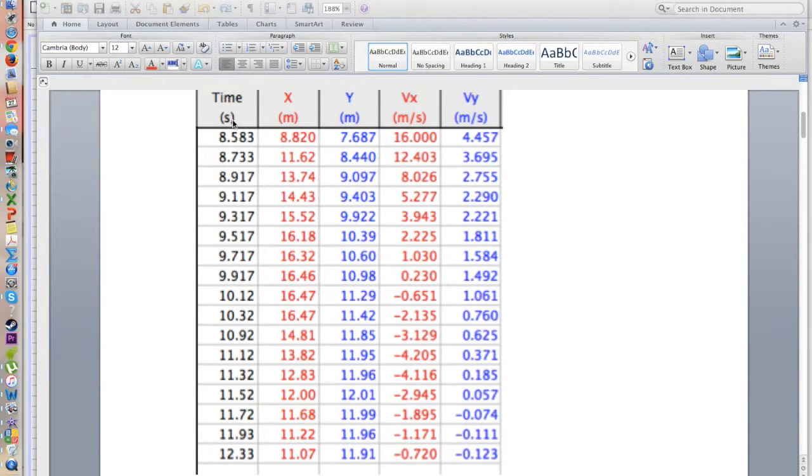Now from those points, we have this data table. And in this data table, there's a column for time, the x in meters, the y in meters, the velocity of the x in meters per second, and the velocity of the y in meters per second. And after about the 10th point here, we can see that a collision has occurred from the Logger Pro video and from the change in the velocity.